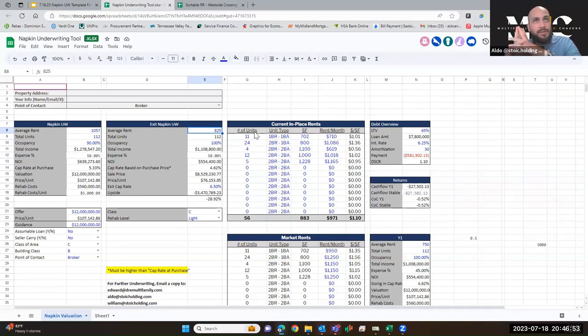That's just one part of the complexities of underwriting deals. So let's just say that we're going to keep it all the same, but we're going to drive rents to $1,300.